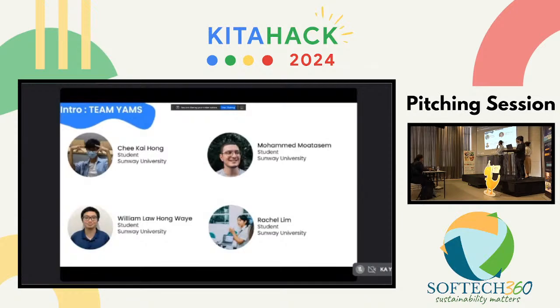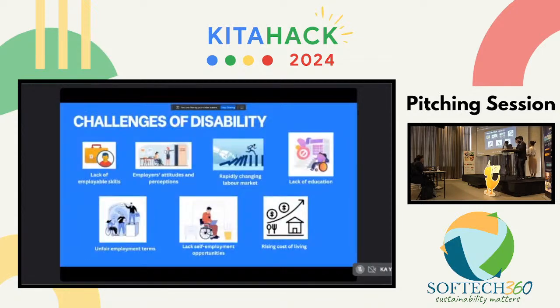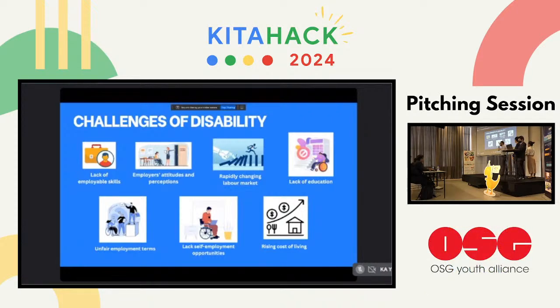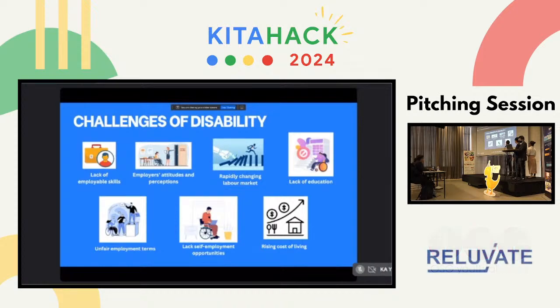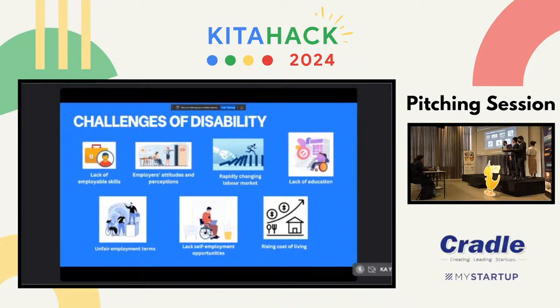So we thought about it, and we discovered that there are a lot of challenges faced by the disabled community. To begin with, lack of employable skills, and a lot of other challenges: employers' attitudes, a rapidly changing labor market, lack of education, unfair employment. There are a lot of other challenges as well, but we found a solution for it.